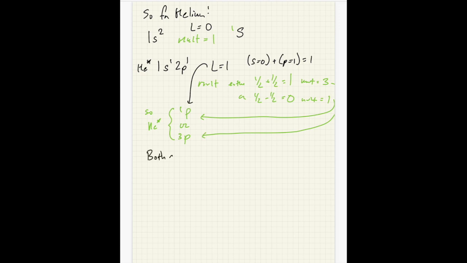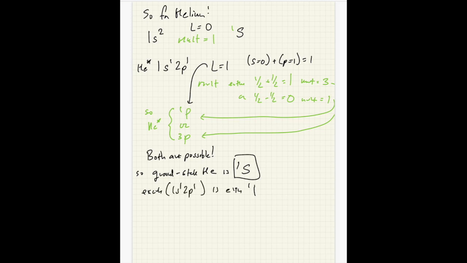Ground state helium is always going to be a 1S state. It's the only way to do it. But when you excite one of those 1s electrons into a p orbital, then you can get either singlet P or triplet P, depending on what happens to the spin of the electron during the transition.